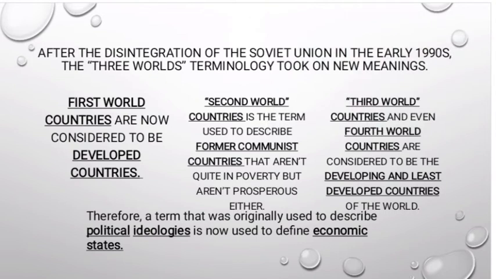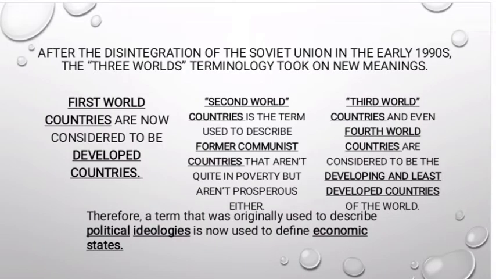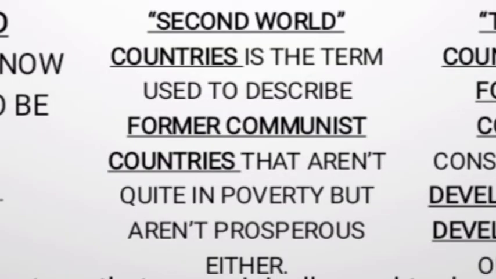After the disintegration of the Soviet Union in the early 1990s, the three worlds terminology took on new meanings. First world countries are now considered to be developed countries, which is, some countries, ma'am, are very high-tech. Second world countries is the term used to describe former communist countries that aren't quite in poverty but aren't prosperous either, which is, not very poor but not very rich either, ma'am.